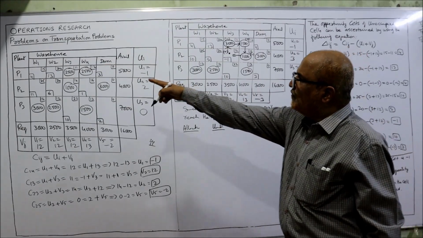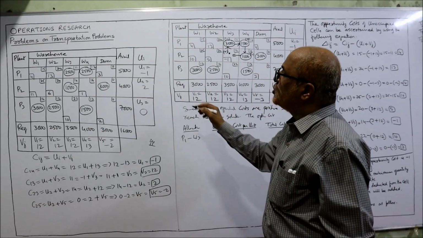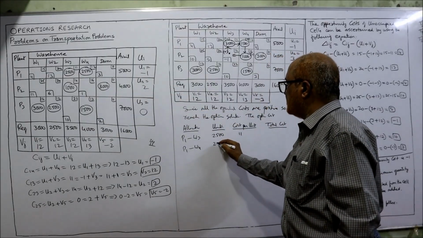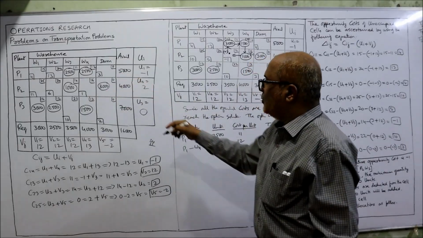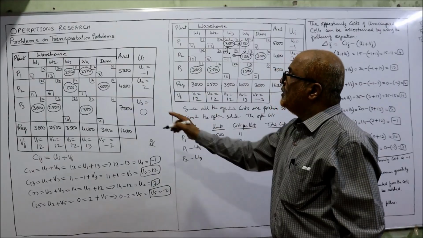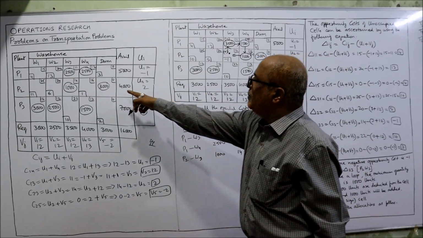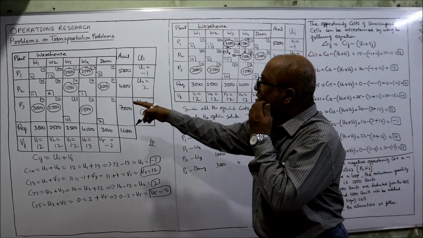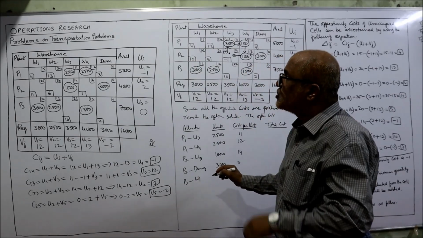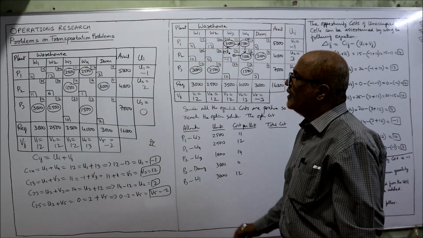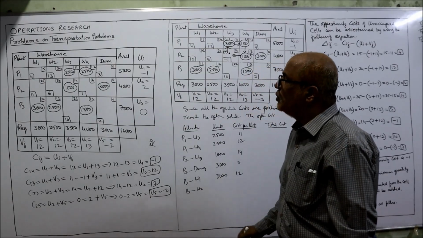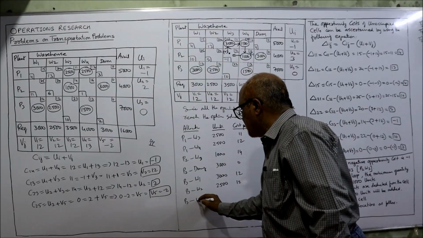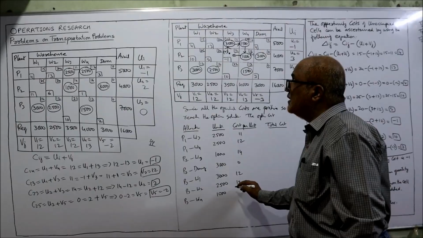As usual, in every problem we are doing, the first is P1 to W3. P1 W3: 2500 units, 11 rupees. Then P1 W4: 2500, 12 rupees. And P2 W3: 1000, 14 rupees. Then P2 dummy: 3000. And next one is P3W1: 3000 units, 12 rupees. Then P3W2: 2500 and 12 rupees. Lastly, P3W4: 1500 units, 13 rupees.